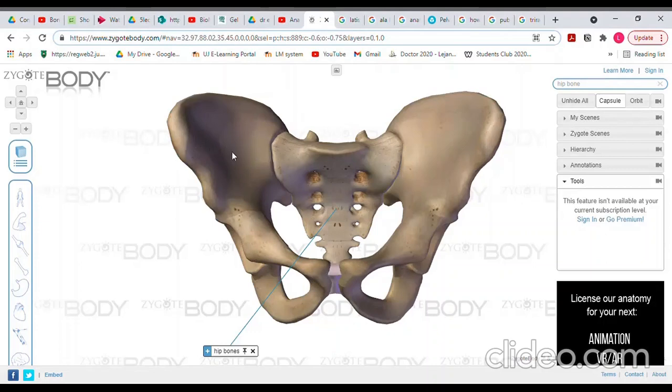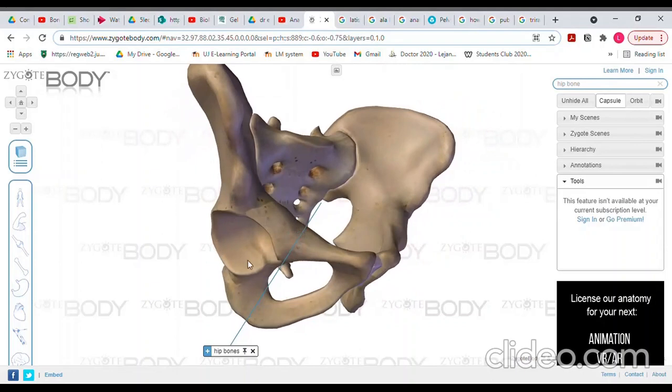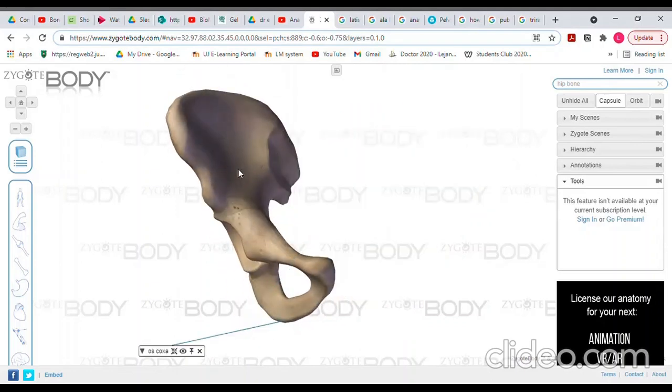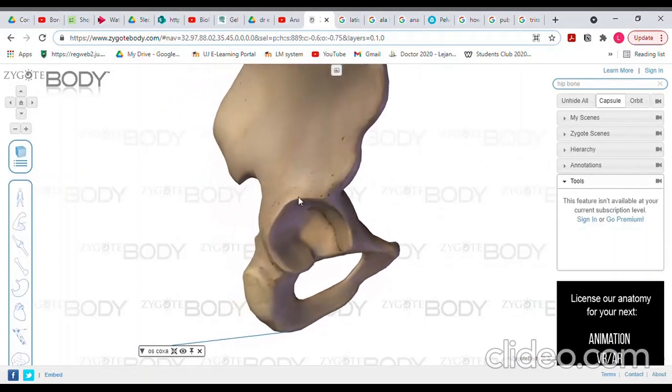Let's look at the articulation with the femur. It articulates with the femur at the acetabulum. Basically, the acetabulum is right here. Notice that here we have what looks like a letter C, or like a moon. We call this the lunate surface. The lunate surface is covered with hyaline cartilage, and this is where the articulation with the femur happens.